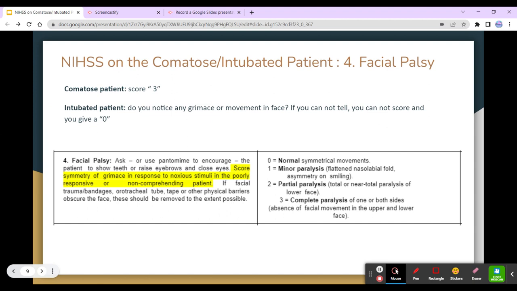For facial palsy, a comatose patient will automatically score a 3. An intubated patient, when you gave that stimuli to the chest, did you notice any grimace? Did you see them move their face? If you cannot tell, you cannot score it, and you give the patient a 0. If you see that the right side of the face grimaced, but the left side didn't move at all, then you could give them a 1.